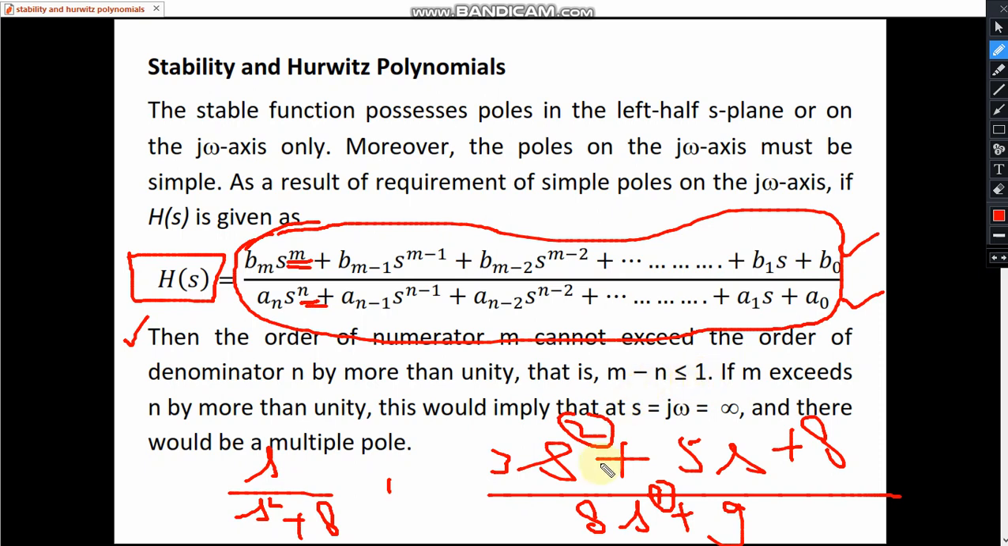But if the highest power in the numerator is exceeding the highest power in the denominator by more than unity, for example here we are having 3s³ and here 8s to the power 1, then the difference is 2. m minus n is 2. Now it is not satisfying this criterion. So if m exceeds n by more than unity, this would imply that at s equals j omega equals infinity, there would be a multiple pole.